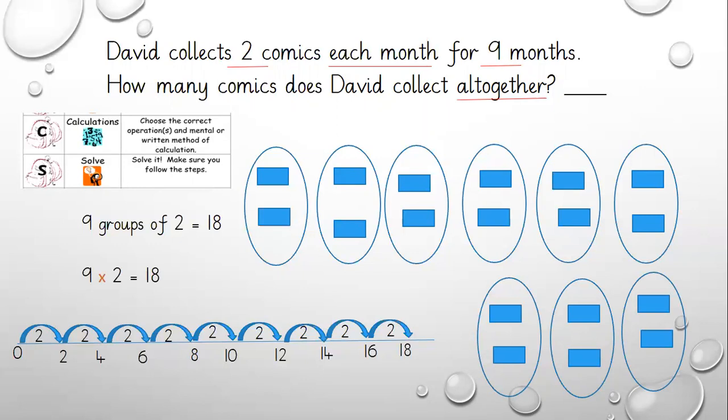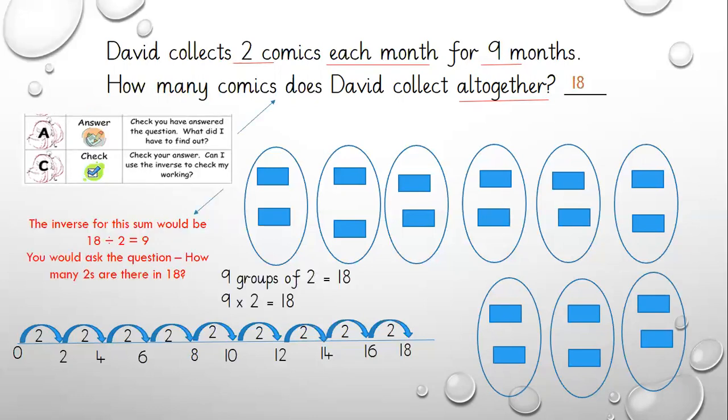So I need to solve it, which means I need to check again. What is the word altogether telling us? It's asking us to count it all together, because remember, multiplication makes more. So I've got 9 groups of 2 equals 18. And my number sentence for that would be 9 times 2 equals 18.